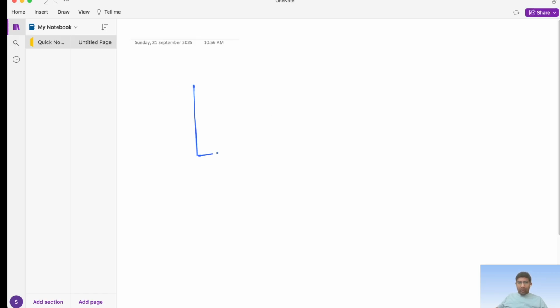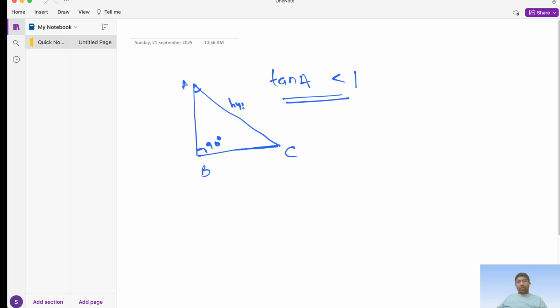If we take a right angle triangle, say ABC. So tan A, what did he say? Tan A is always less than 1. Okay, so this is 90 degrees, this is the hypotenuse. Imagine angle A is equal to angle C. If it is 90, this is 45 and this is 45.